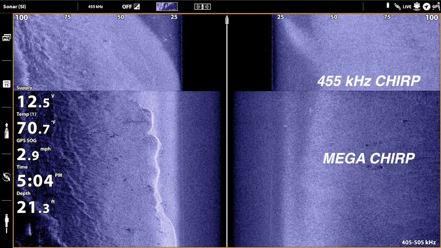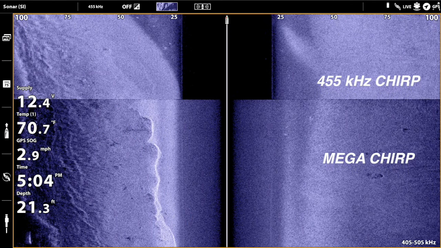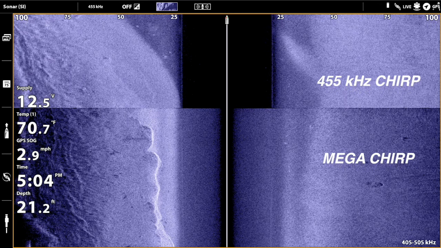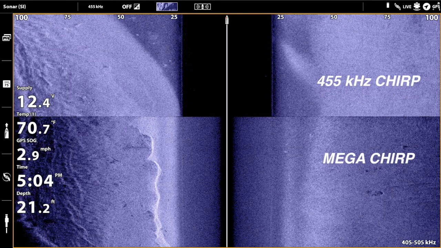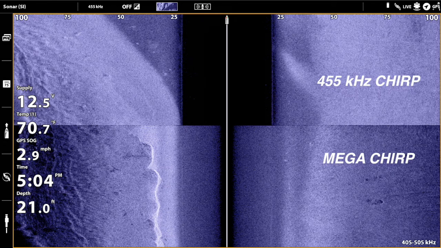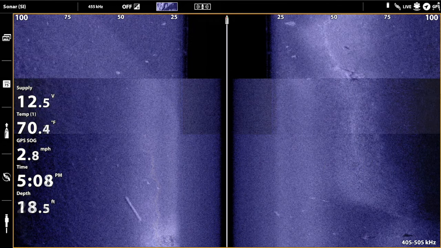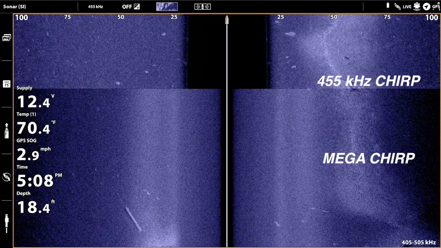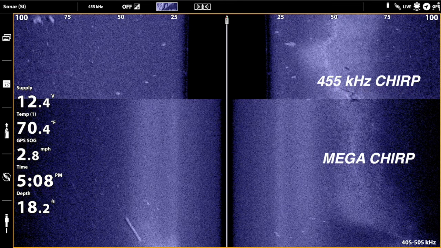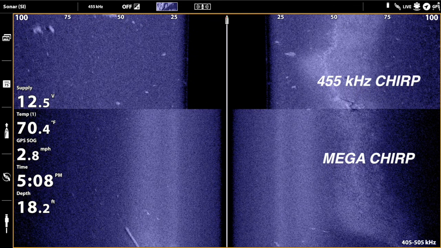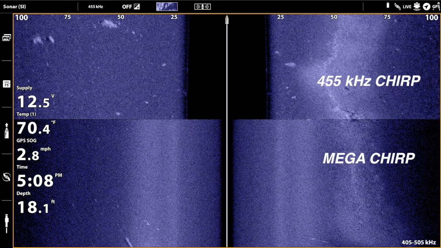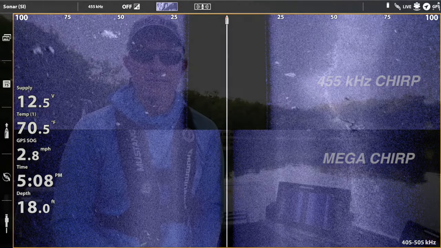Take a look at this side imaging view, collected with the 455 kilohertz beam in that same pollen-rich area we were looking at before. Except now, we have no haze, no clutter, just a perfectly clean side imaging view. Adjust your sensitivity and contrast as necessary, and then get back to fishing.